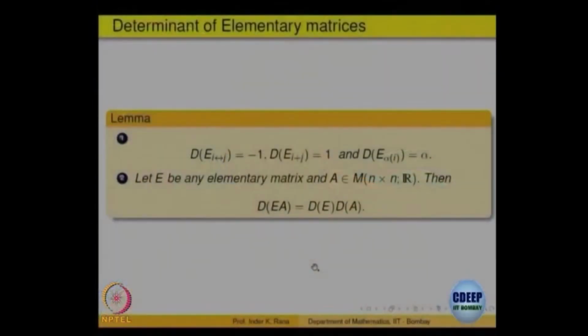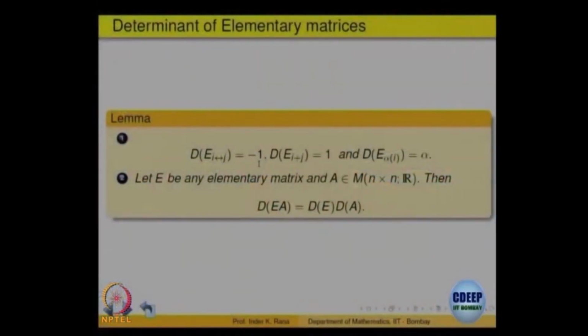Next we want to compute the determinant of the elementary matrices. So what is the first elementary matrix? That was interchanging the ith row with the jth one: take the identity matrix and interchange the ith with the jth. So what is the determinant of that? Minus 1. Just now we showed that in any matrix, if we interchange the ith and jth rows, it gives a negative sign. So in particular for the elementary matrix also.